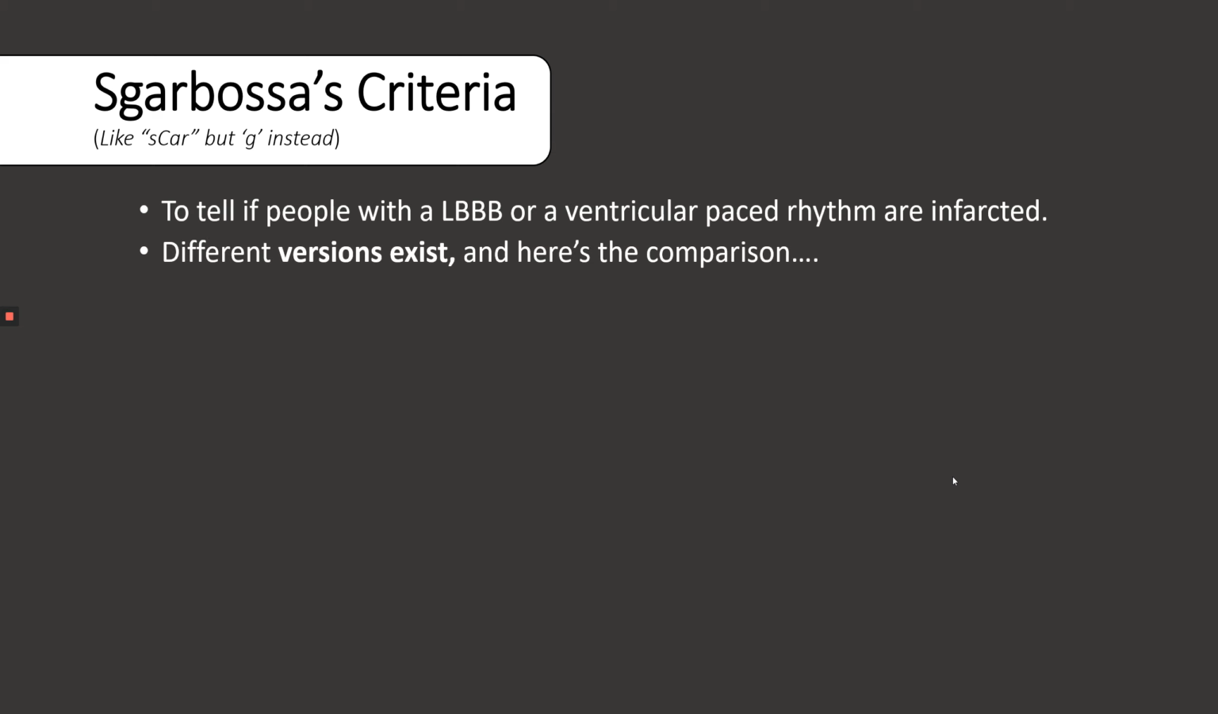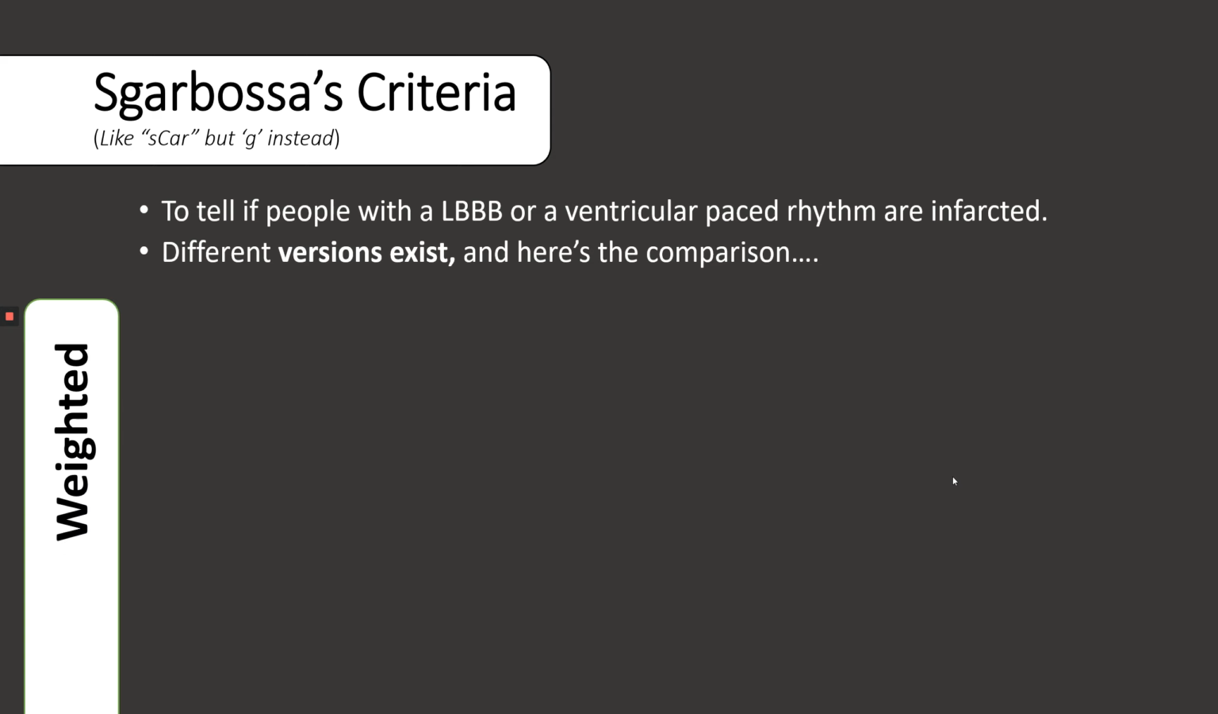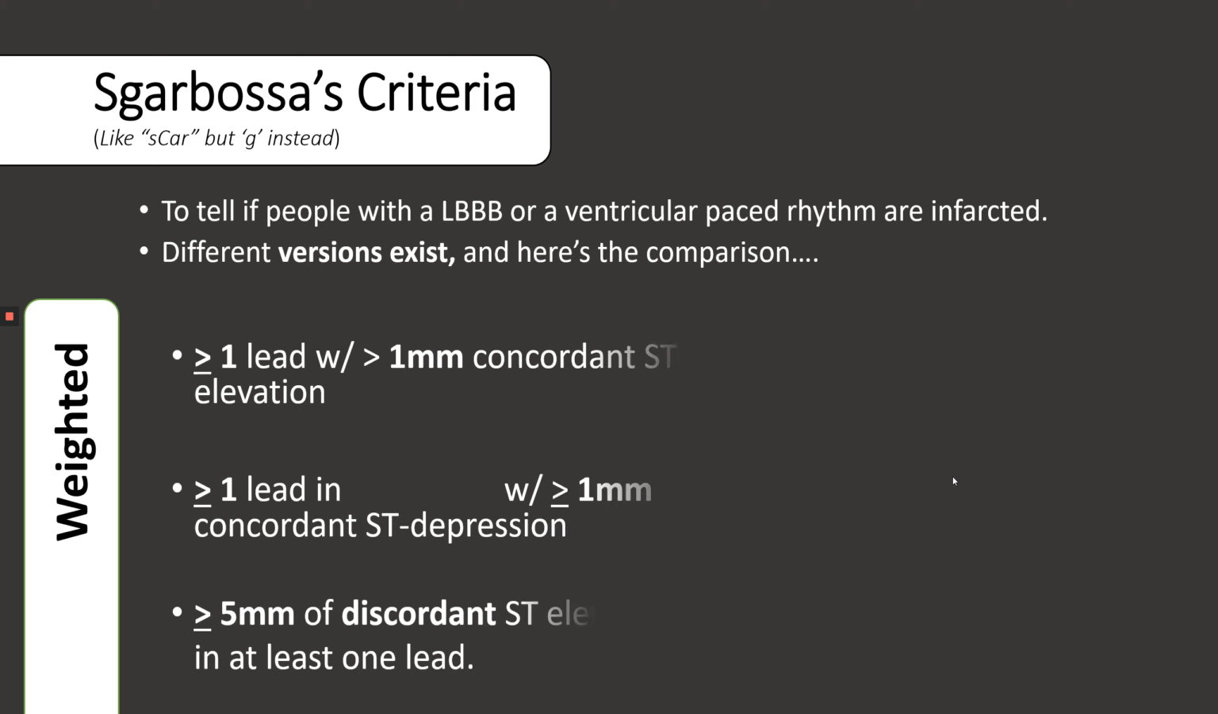If you Google it, you will find that there are different versions that exist out there. So what I'm going to do is compare the different versions, see how accurate they are. We're going to talk about the criteria and then take a look at what it looks like in the real world. So the first kind of criteria you usually find is the weighted criteria, weighted because it uses points to determine whether you're having an MI or not. It's got three criteria. We're going to look at them one at a time.